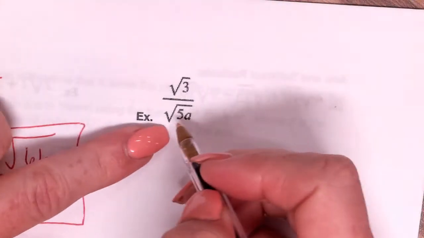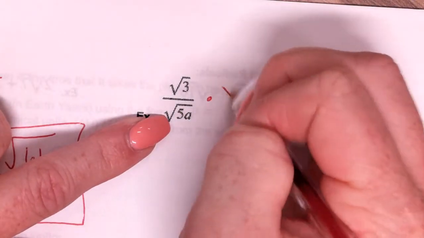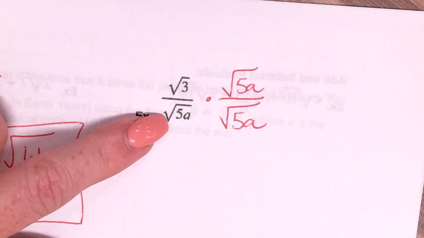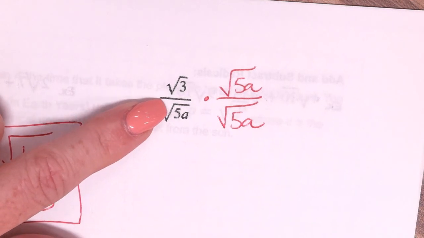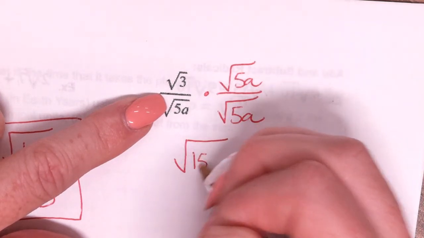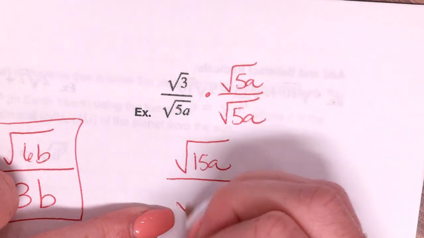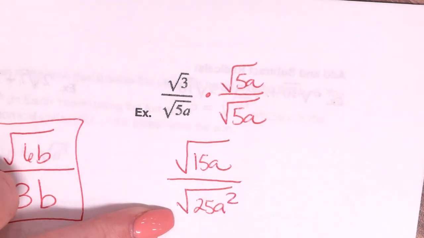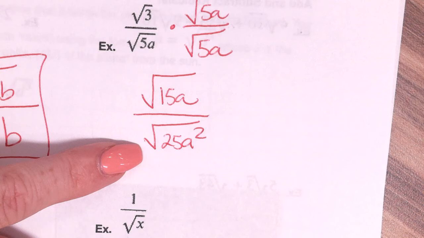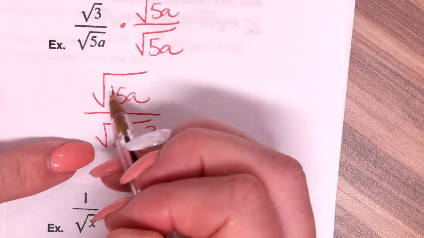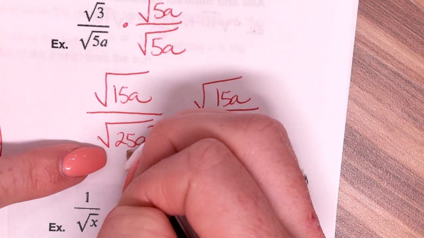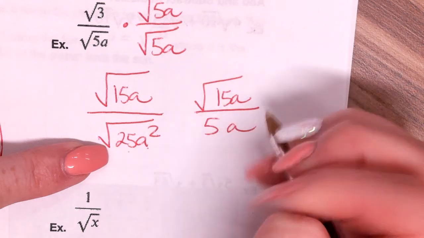What would I multiply this by to get rid of the radicand at the bottom? The square root of 5a over the square root of 5a. So I would get on top, what would I get? The square root of 15a over the square root of 25a squared. Basically what you're doing is you're making it a perfect square on the bottom so that you can pull it out. Okay, there's nothing that can make that a perfect square, so I leave that alone. What's the square root of 25? What's the square root of a squared?